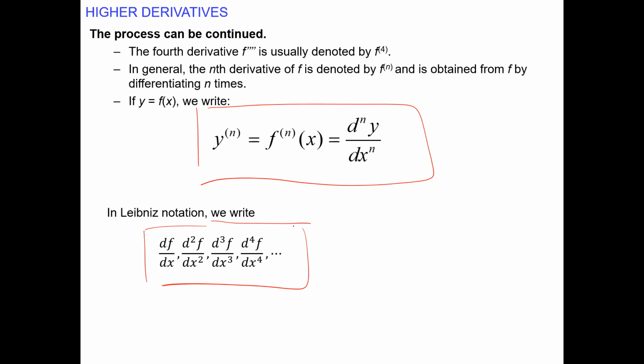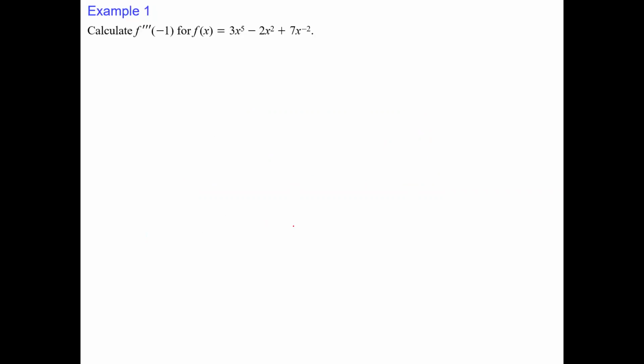Okay, let's practice. Calculate the third derivative at -1 for the given function. f of x equals 3x to the power of 5 minus 2x squared plus 7x to the negative 2. Let's see how this function will behave. First derivative: 3x to the power of 5 is 15x to the power of 4, minus 4x, and this one will be negative 14 x to the negative 3.